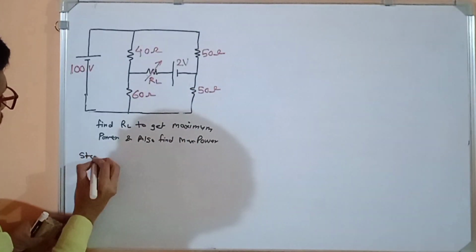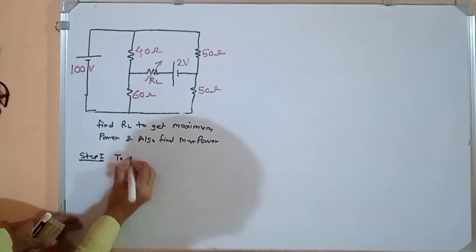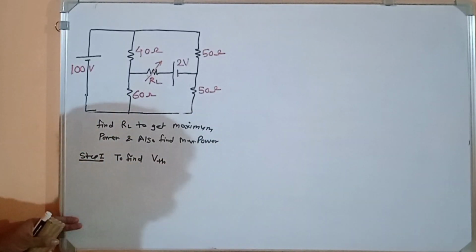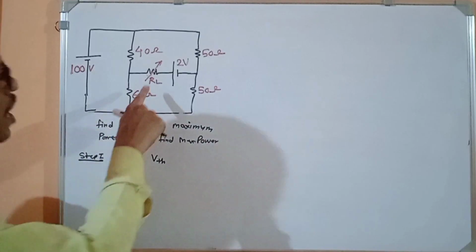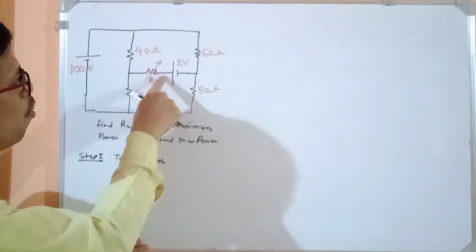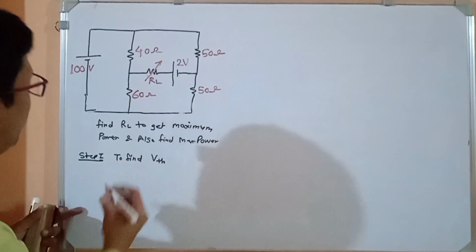To find VTH, what is the step? We have to remove RL from the circuit and open those 2 points. So I will redraw the circuit.